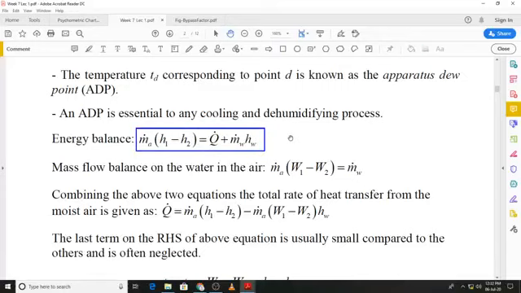If we look at the mass flow balance on the water in the air, that is along the lines that we had done earlier, that means the humidity ratio was higher at state 1, it is lower at state 2, and the difference is because we have removed or condensed water out of the airstream. So we will simply write the equation, that is m dot a into w1 minus w2 is equal to m dot w, and m dot w is the rate of condensation. And we can combine the above two equations to get a single equation for the capacity of the cooling coil.